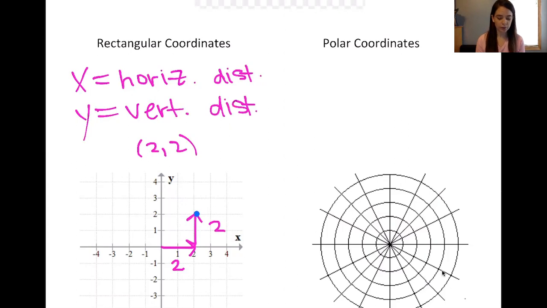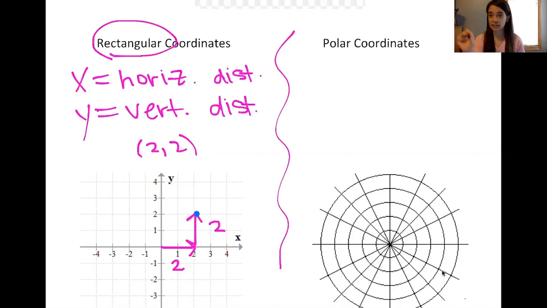Okay, now we don't actually show the move right, move up when we plot our points, but mentally that's what we think about. Okay, now for polar coordinates, notice how instead of a rectangular grid, that's why we call these rectangular coordinates. We move rectangularly: right, left, up, down. So instead of our rectangular grid, I actually have more of a circular grid.